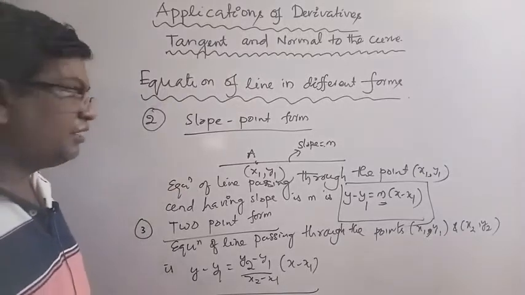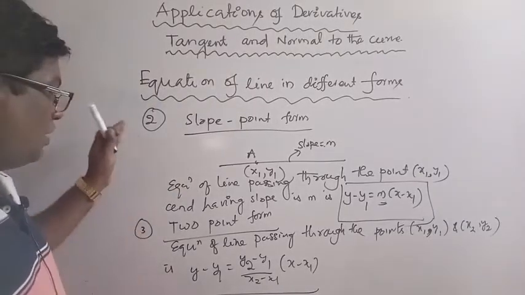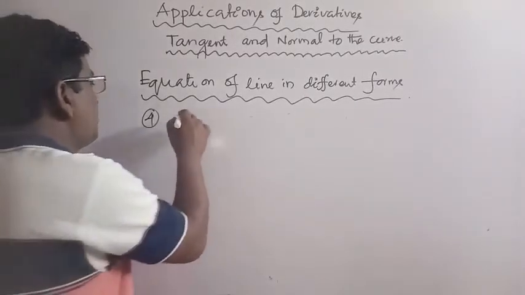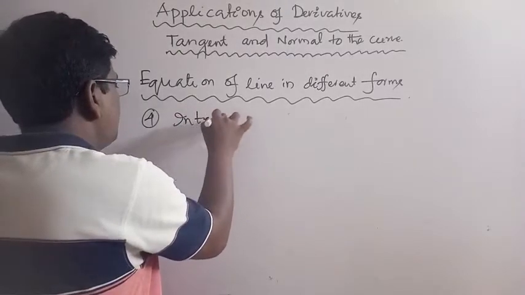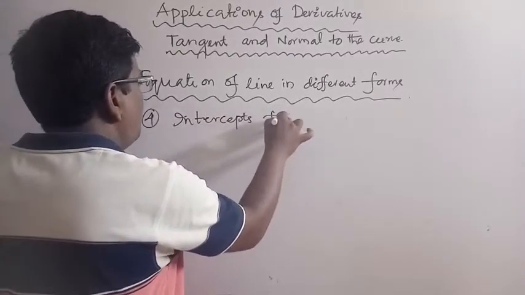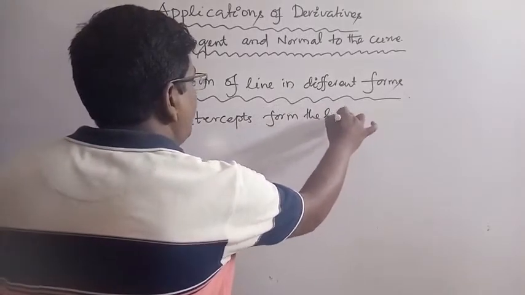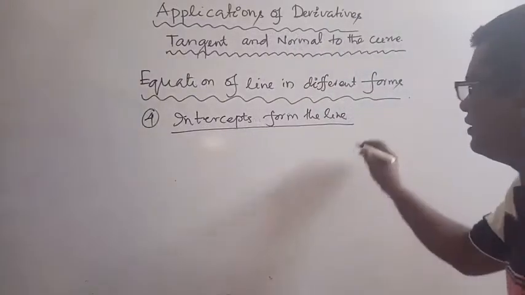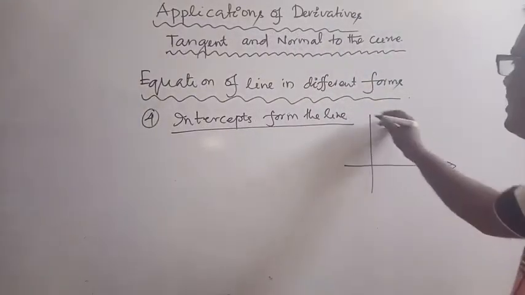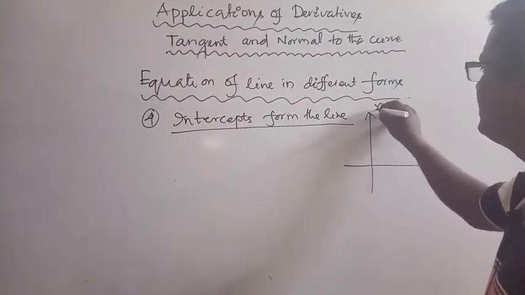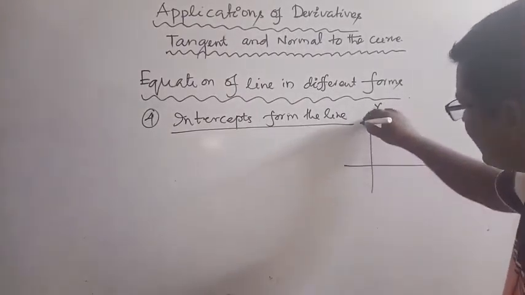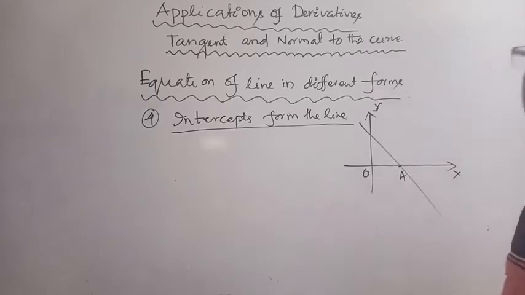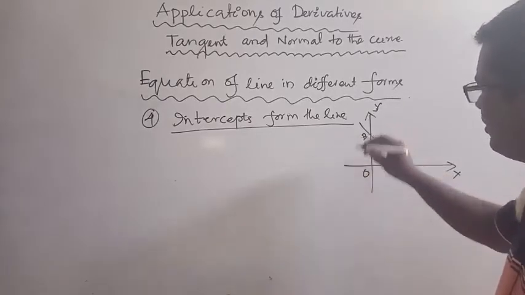Okay. Now we have discussed these, and another form is the intercept form of the line. Intercept form of the line means, suppose this is the coordinate system, here x-axis and this is y-axis. Suppose this line cuts the x-axis at the point A and cuts the y-axis at the point B.